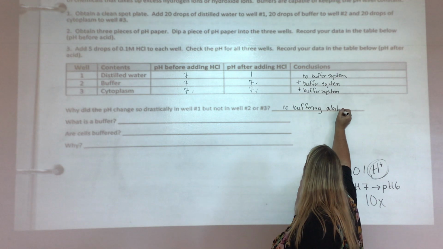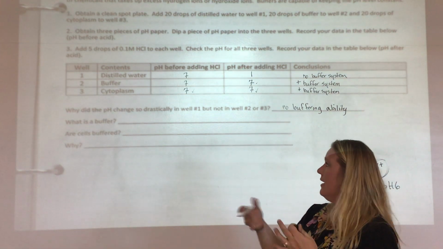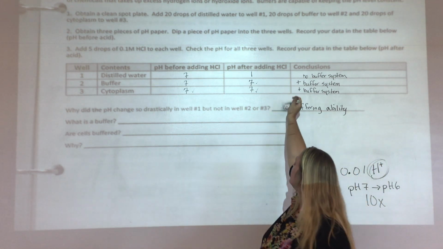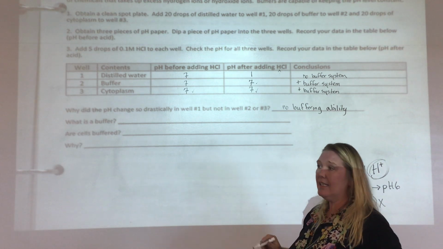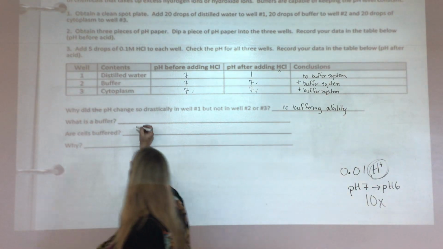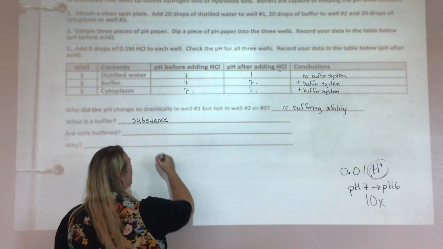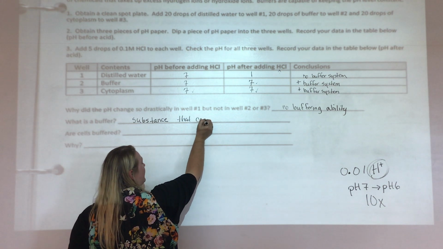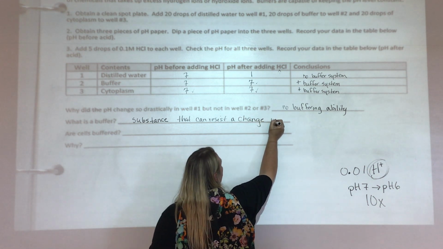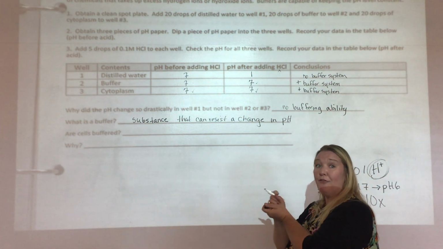It's just pure water. It's just hydrogen and oxygen. That's it. There's no other chemicals in there to help bind those up. So when we added more hydrogens from this hydrochloric acid, all it did was increase the hydrogen level. There was no way to bind those up. What is a buffer? A buffer is a substance, a chemical, some kind of substance that can resist a change in pH. It does that by binding up, binding with those extra free hydrogens.